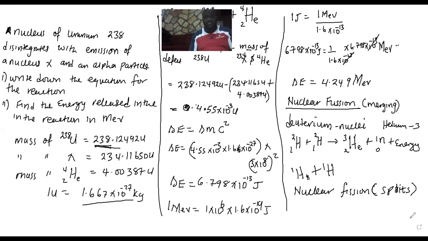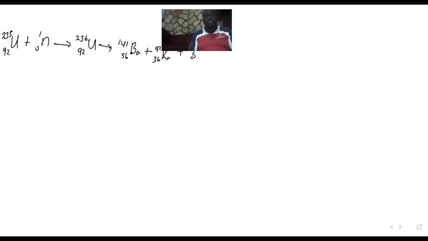So one example we can always talk about, which is a very common example, is the bombardment of uranium-235, 92, with a neutron. Then it is going to produce these fragments. One, we shall produce uranium-236, 92. But this uranium-236, 92 can be split into one, barium-141, 56. We can also induce krypton-92, 36. We can also induce 3 other neutrons plus a release of energy.